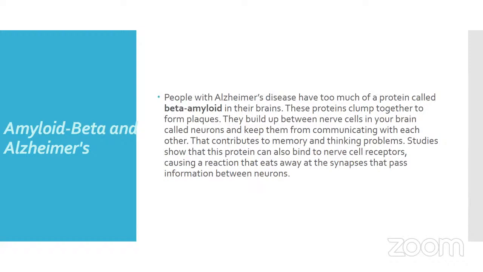After this amyloid beta accumulates, it clumps together with each other, and we call these clumps amyloid plaques. And where do these clumps precipitate? They precipitate in the brain, and this leads to damage and the death of the neuronal cells.